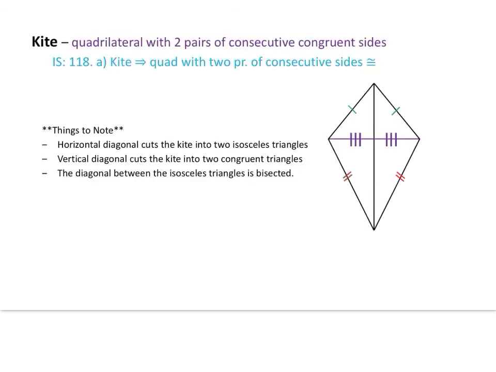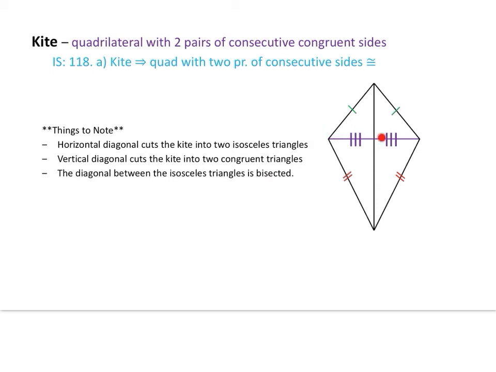Alright, our final quadrilateral shape to look at is our kite. It's a quadrilateral with 2 pairs of consecutive congruent sides. So we obviously have an implied statement. So note these following statements. Horizontal diagonal cuts the kite into 2 isosceles triangles. The vertical diagonal cuts the kite into 2 congruent triangles, and the diagonal between the isosceles triangles is bisected.